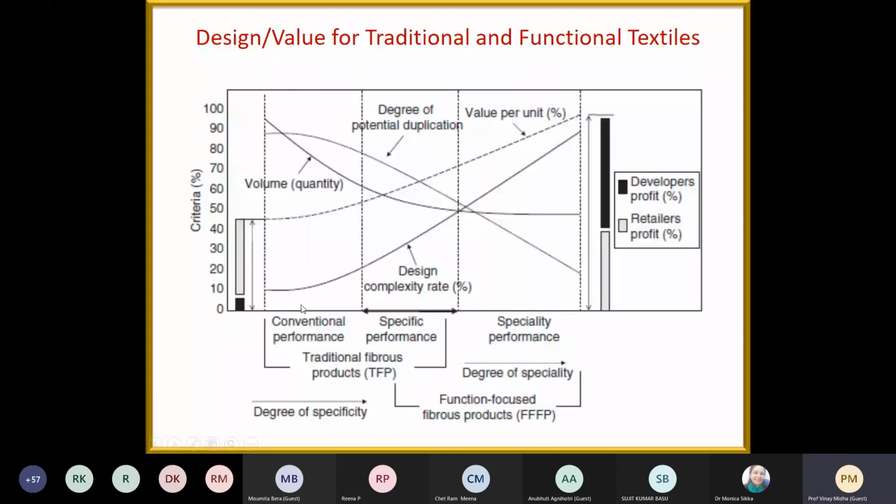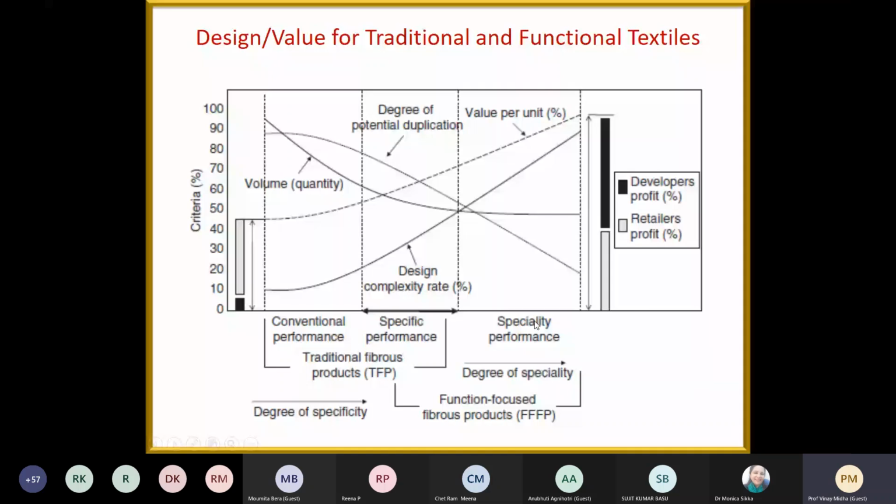Now, conventional performance products, we can talk about these particular clothes or apparels which we are talking about. If we see the design complexity which is required in these cases, this is very low. This is minimum design complexity in case of the conventional products which are being produced. And when we talk about some specific features to be added into these products, then the design complexity increases to a certain extent. And for the specialty performance products, the design complexity is at the highest level. This will increase significantly. So from the conventional products, as we are moving towards the specialty products, the design complexity is significantly increasing.